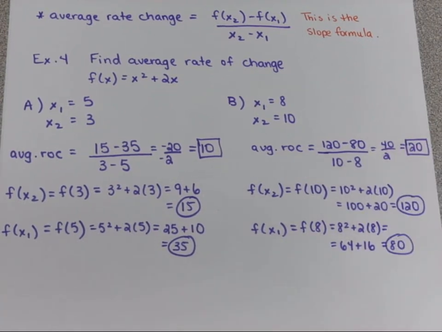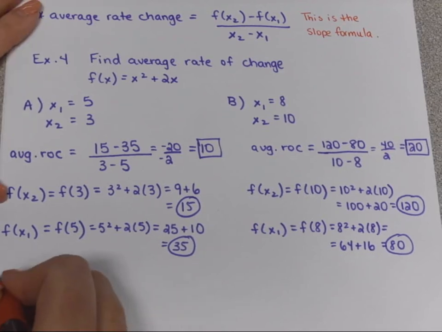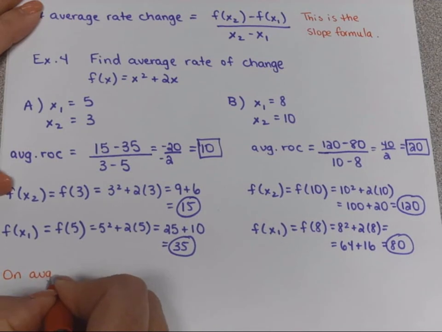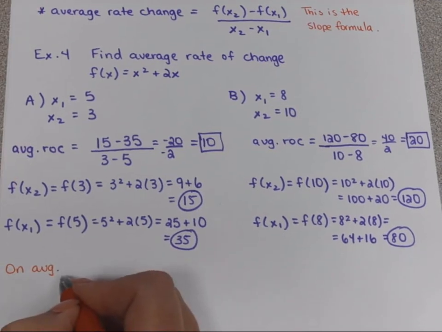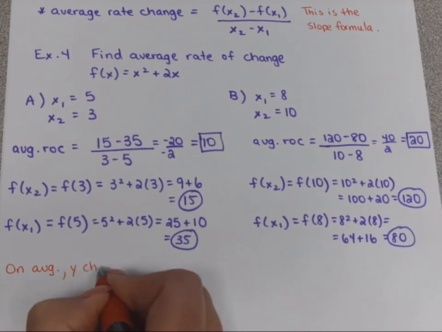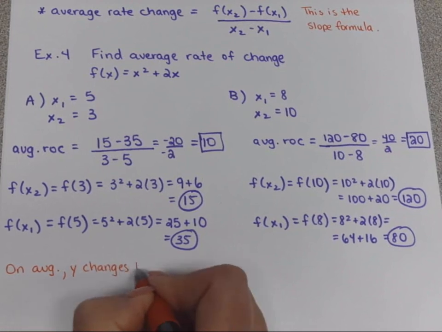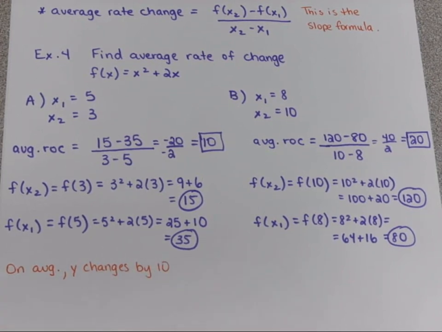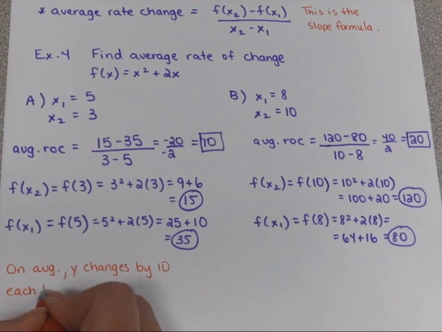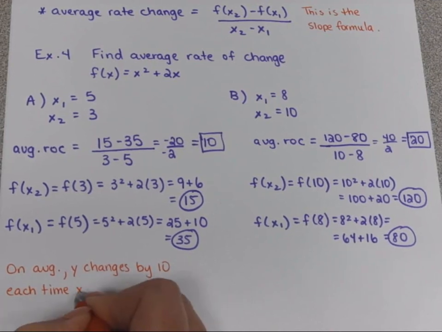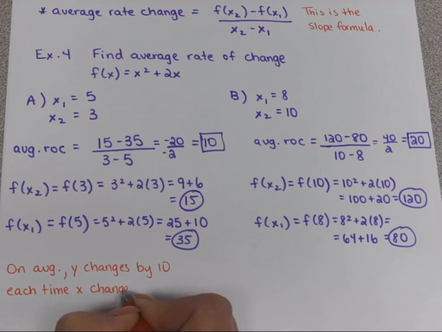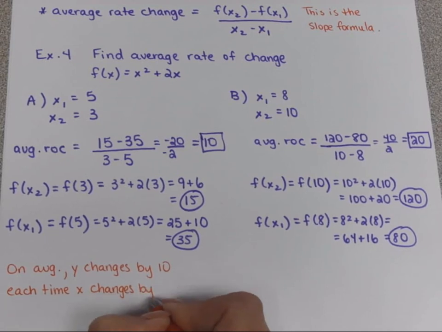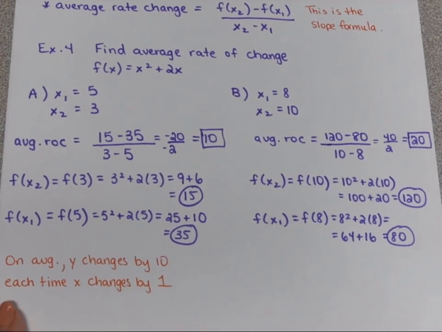Okay, so which one is a higher rate of change? Part A or Part B? Part B is a higher rate of change, right? So let's kind of describe what's going on here. So we're going to describe just briefly what it means. What it means here is, on average, y changes by 10 each time x changes by 1. That's what a slope or a rate of change of 10 means, right? Think of it like 10 over 1, okay?